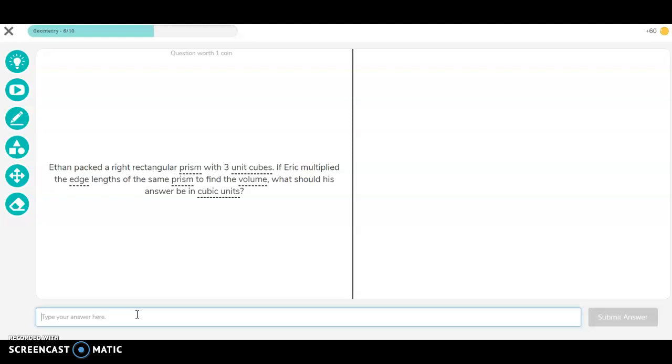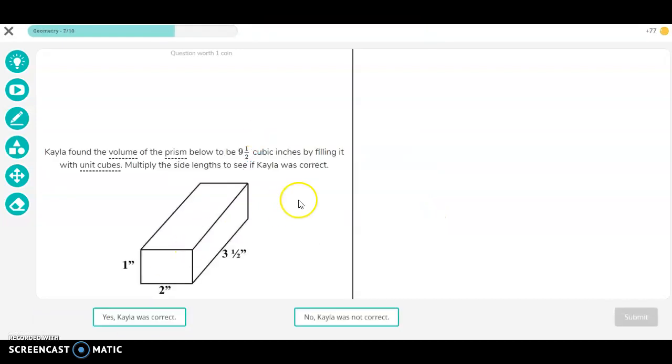Ethan packed a right rectangular prism with 3 unit cubes. If Eric multiplied the edge lengths of the same prism to find the volume, what should his answer in cubic units be? This is another trick question, guys. Unit cubes and cubic units are the same thing. This is just how you measure it, and this is how we would label it. So the answer is 3.